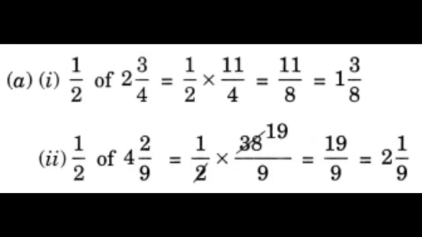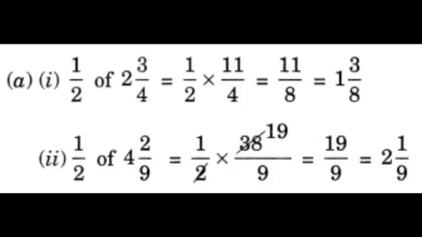A question, first subdivision: 1 by 2 of 2 3 by 4. If the question is in mixed fraction, we can't multiply directly, so 2 3 by 4 should be converted into an improper fraction. So 2 3 by 4 is equal to 4 into 2 plus 3 whole divided by 4. That is 8 plus 3 by 4, which is equal to 11 by 4.